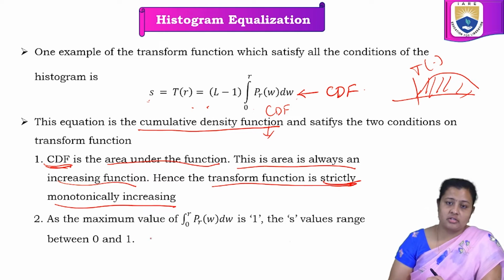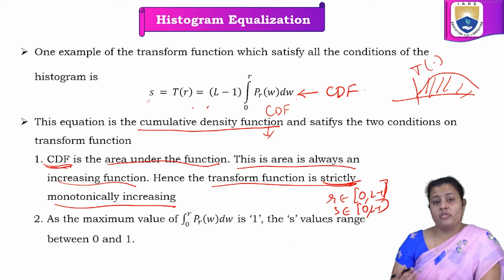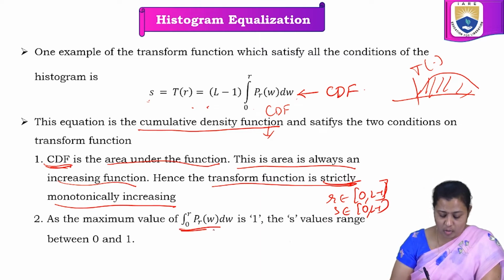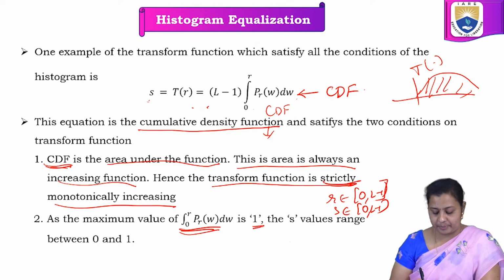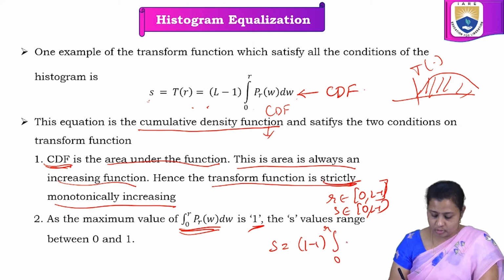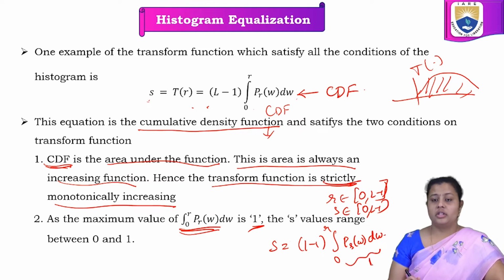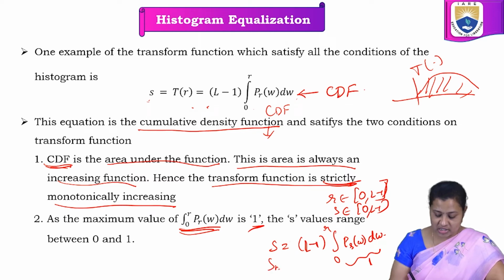Now, the other condition is that if R falls in the range 0 to L minus 1, then S should also fall between 0 to L minus 1. How is that condition satisfied? The maximum value of this cumulative density function is 1. S is equal to L minus 1 times the integration from 0 to R of the probability value dW. If the maximum value is 1, then S max is equal to L minus 1.